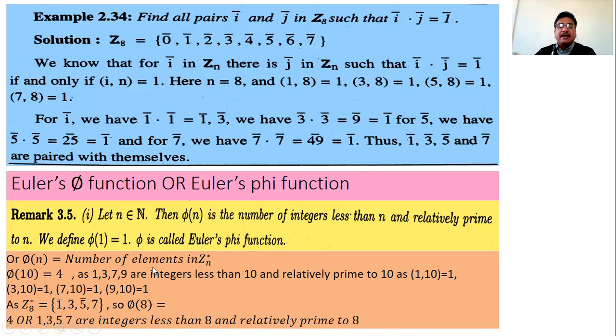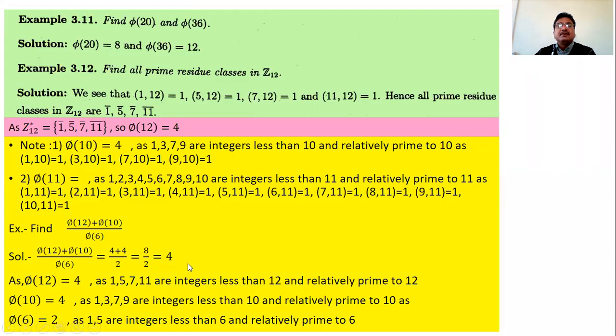We find phi(n) by using either this definition or this trick: find Zn star, and then the number of elements in Zn star is equal to phi(n). So find phi(n) either by using the definition or by using this method. So here: find phi(20) and phi(36). So phi(20) is 8 and phi(36) is 12. How can we find phi(20)? Phi(20) is 8. So find the number of integers less than 20 and relatively prime to 20.